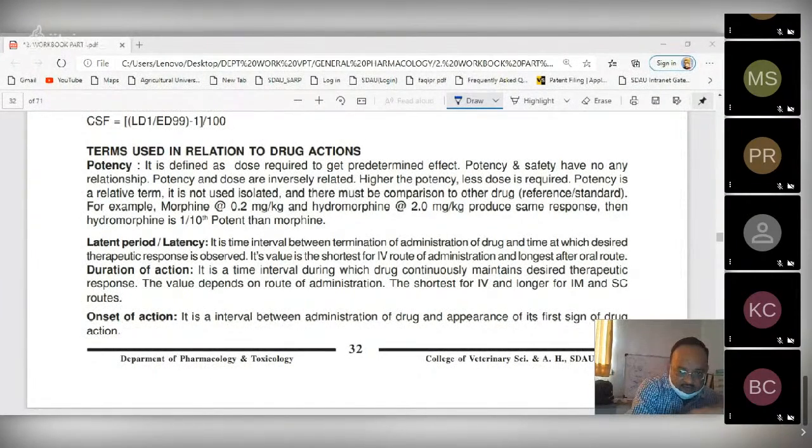A lowly potent drug may be highly toxic. So there is no definite relationship between potency and safety. They are totally unrelated. One is concerned with the therapeutic effect, another is concerned with the toxic effect.